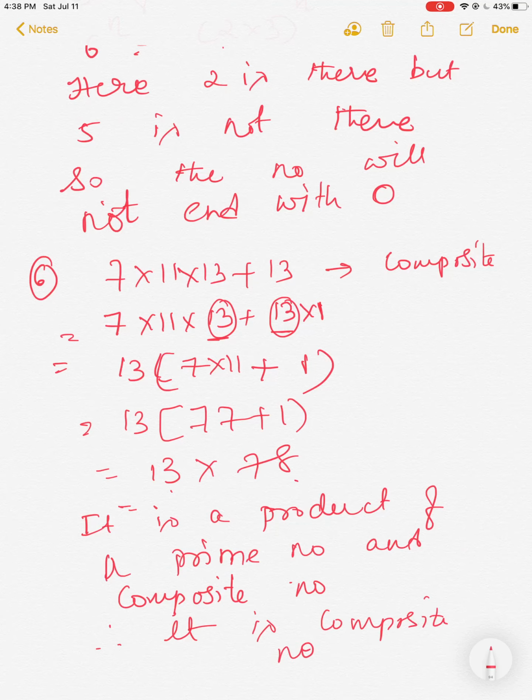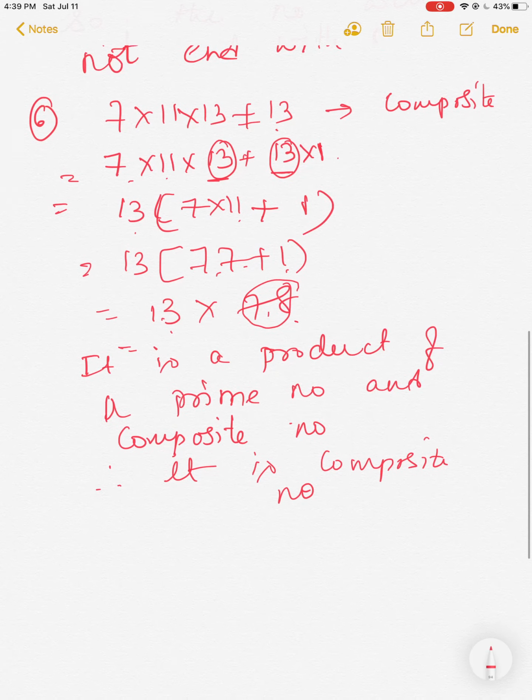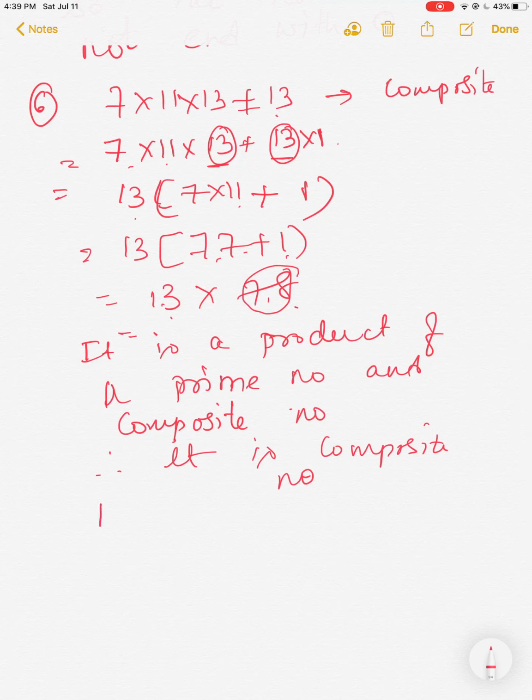Got it? Thus we have to prove that it is a composite number. We have taken the plus sign in between. 13 is written as 13 into 1, and 7 into 11 is 77, with the plus sign between and 1. So 13 into 77 plus 1 is 13 into 78. 78 is a composite number and 13 is a prime number. So a product of a prime number and a composite number will always be a composite number.